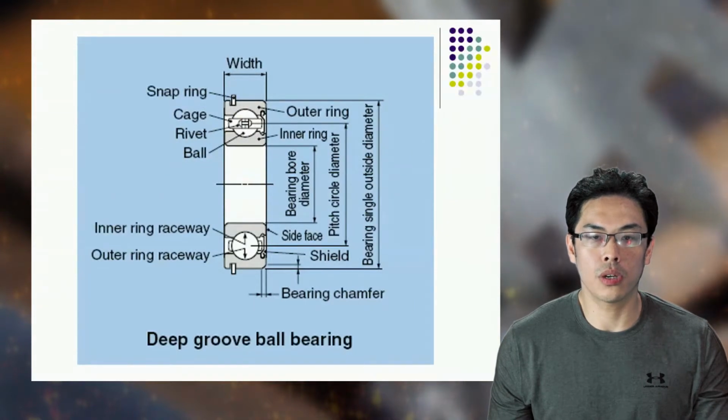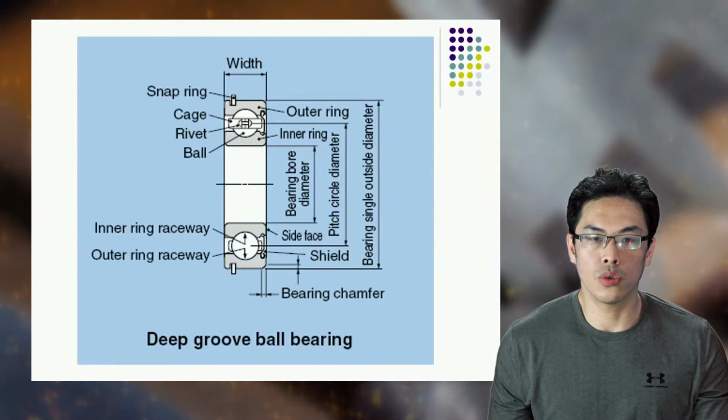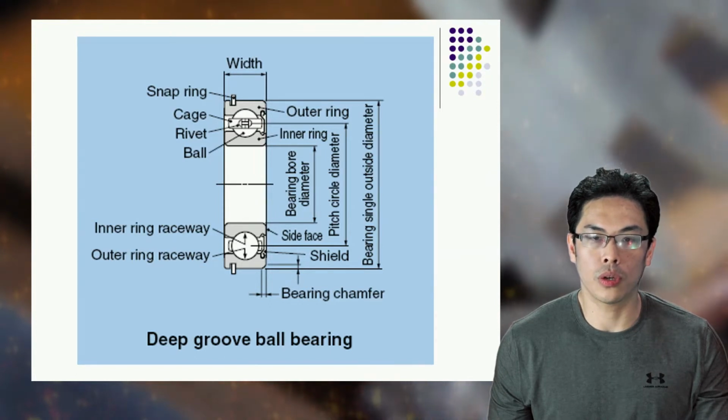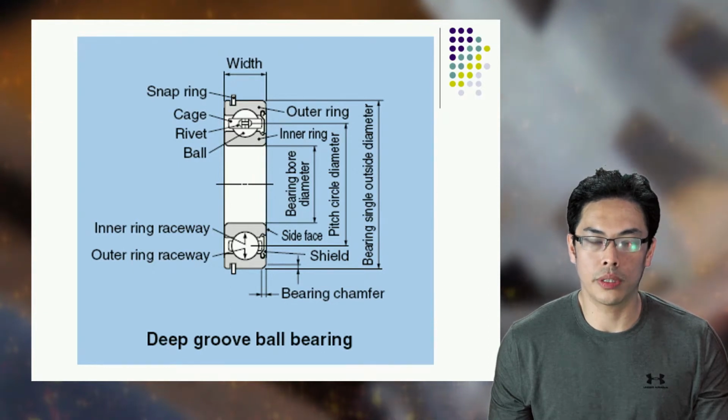In a deep groove radial bearing, the race dimensions are close to the dimensions of the balls that run in it. Deep groove bearings can support higher loads.